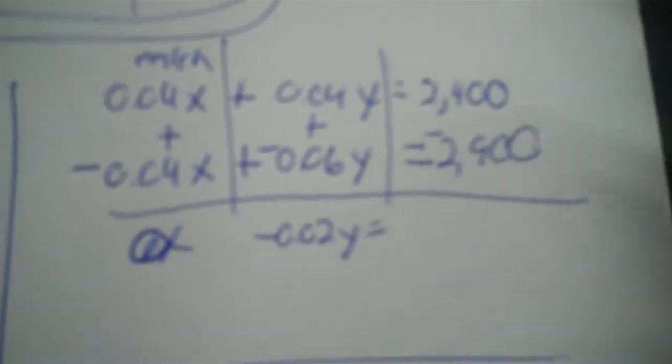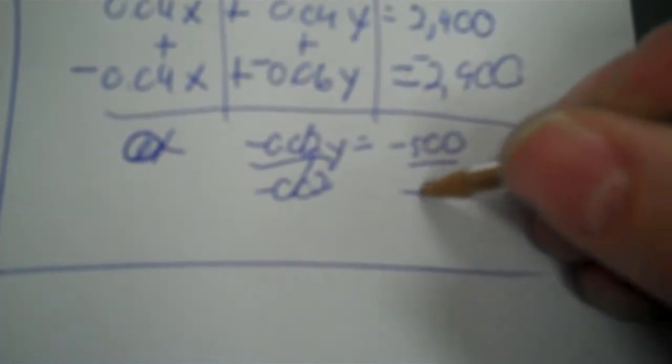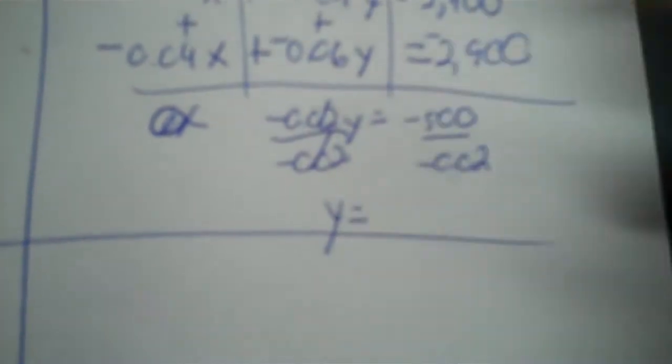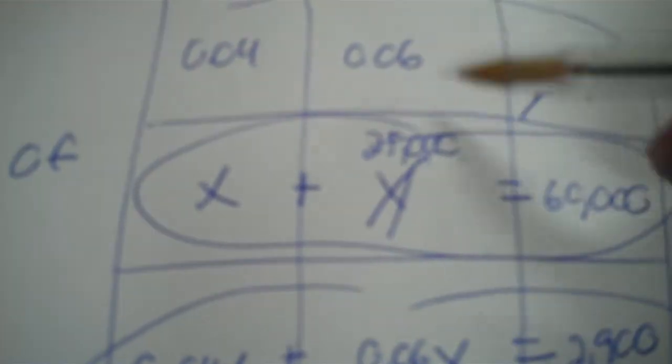Now, we have a match here, so if we make one of them negative, it'll be 0X when I add. But then I have to remember to make that and that negative. So I add here, it's going to be negative 0.02Y. And I add here, that's negative 500. Then we divide by negative 0.02. And that is going to equal 25,000. Okay, so I invested $25,000 for the Y and the 6%.